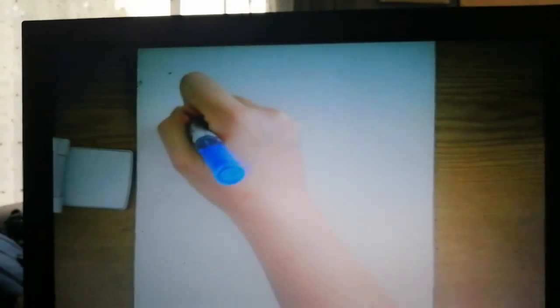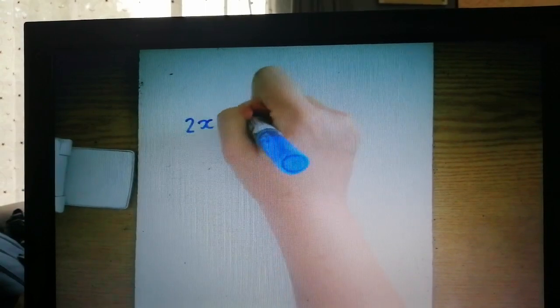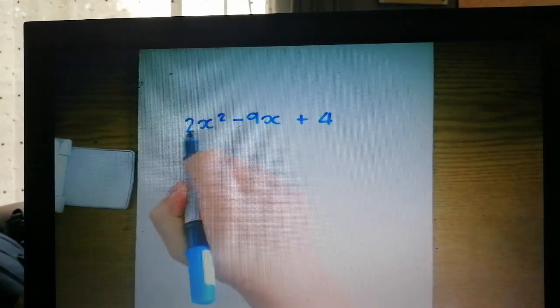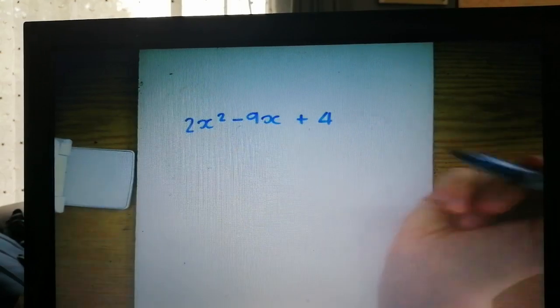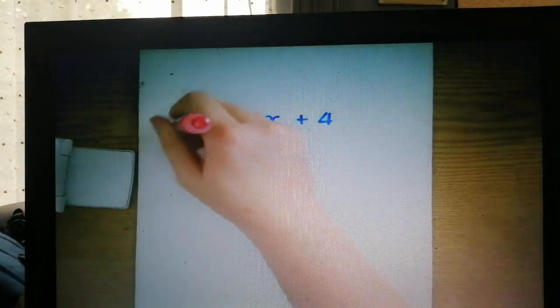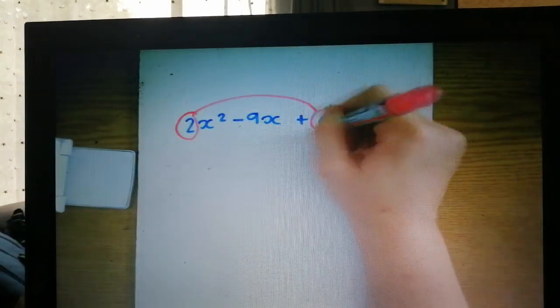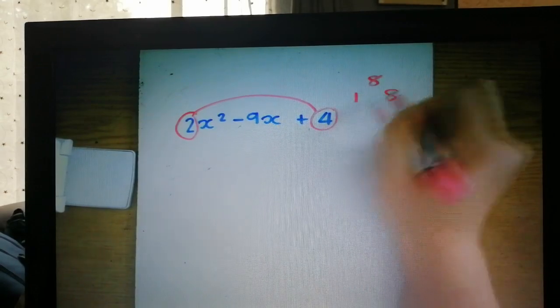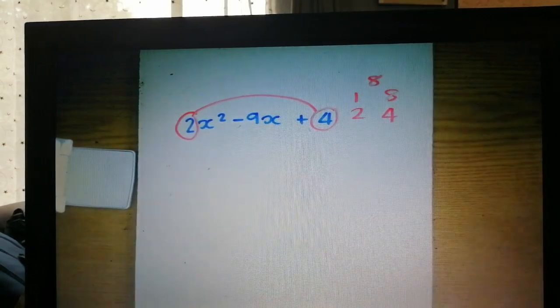It says factorize 2x squared minus 9x plus 4. Again, I just check, can I factorize this 2 out? No, because 2 doesn't go into 9. So I have to do my quadratic expression that we're learning in grade 10. I say 2 times 4 is 8. Factor pairs of 8: 1 and 8, 2 and 4.